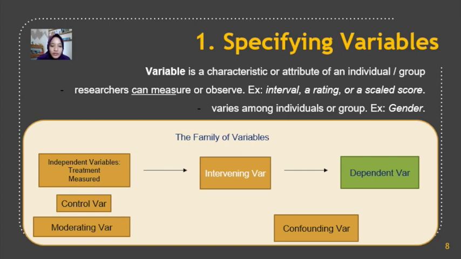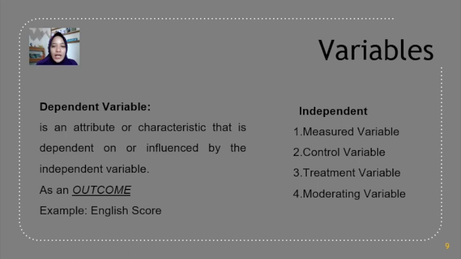So in the independent variables, there will be control and moderating variables. And we go to the intervening variables, and there is the dependent variable as an outcome of our study later. Okay, try to identify the variables after this. What are variables itself?